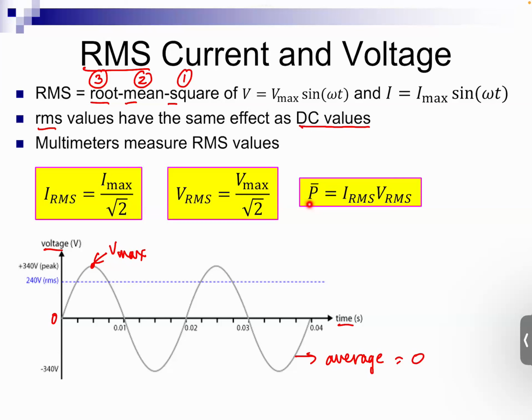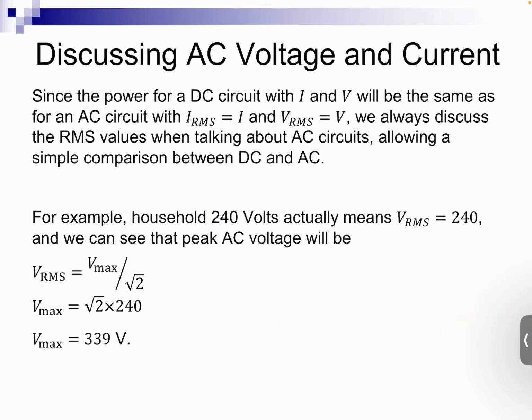For example, the power is equal to, this is coming from power is equal to current times voltage. You can apply this equation by using RMS current and RMS voltages. You will then get the average power. You can read this, but in essence, it's what I said.